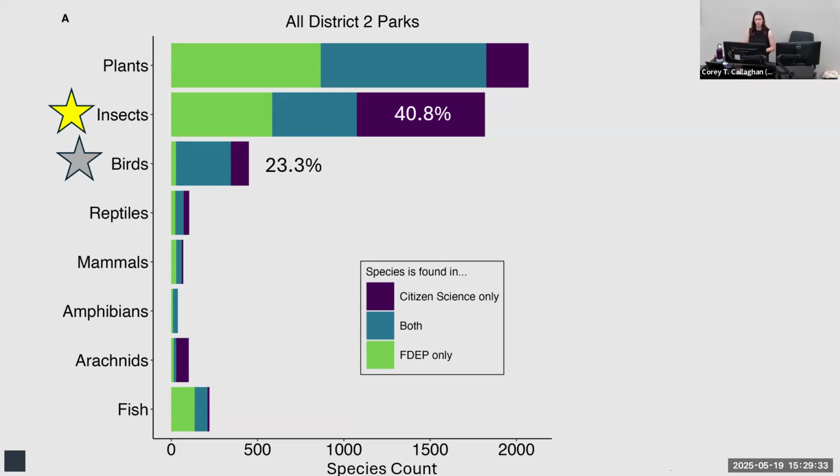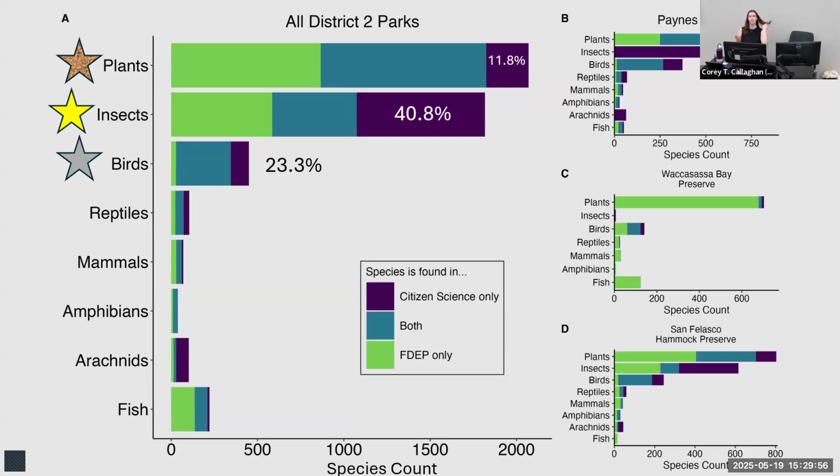23.3% of bird species were only documented by citizen science. And then 11.8% of plant species were only documented by citizen science. And the plant species result comes even though, on average, FDEP was documenting more plants in each park, there was still a lot of novel species only documented by citizen science.